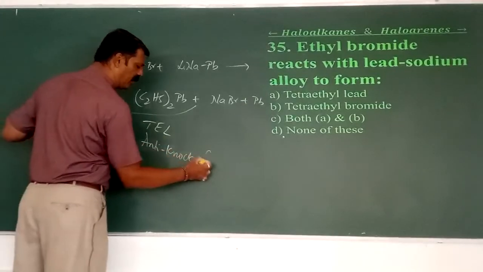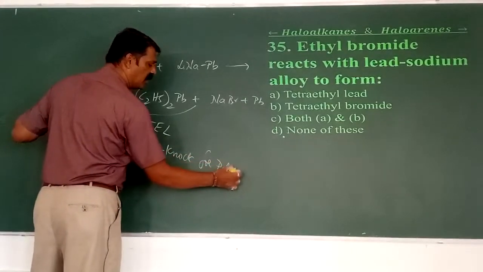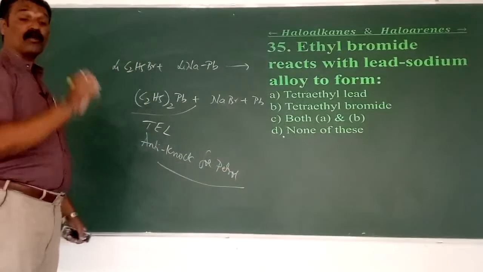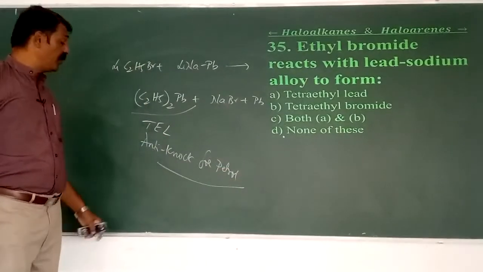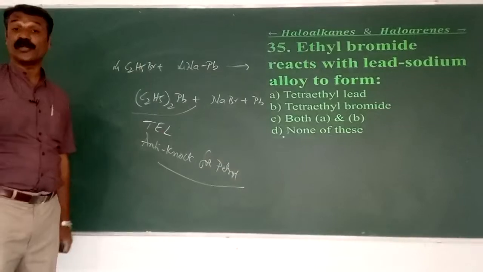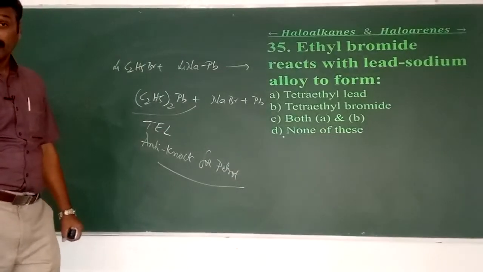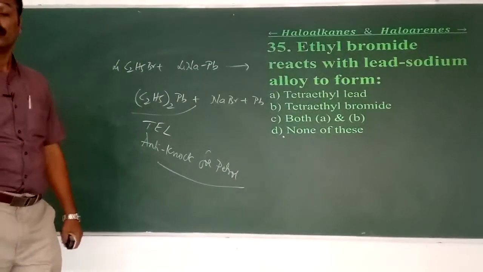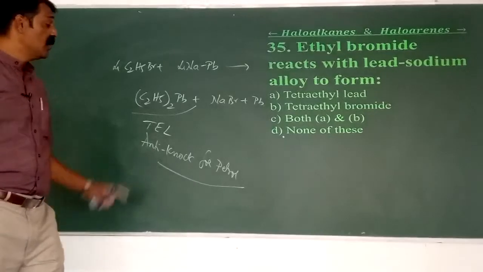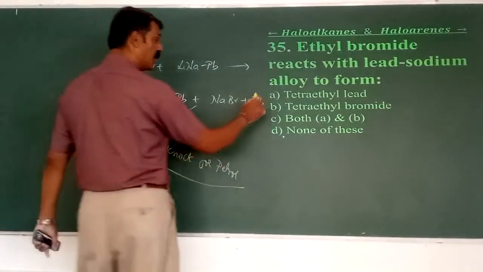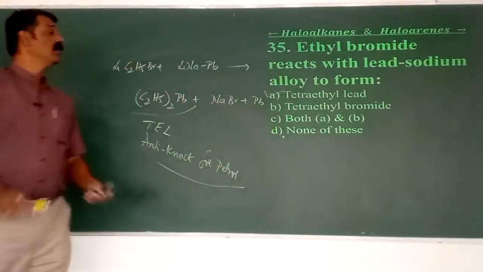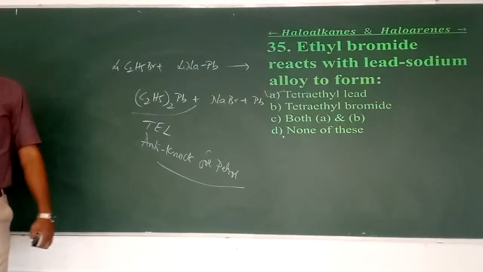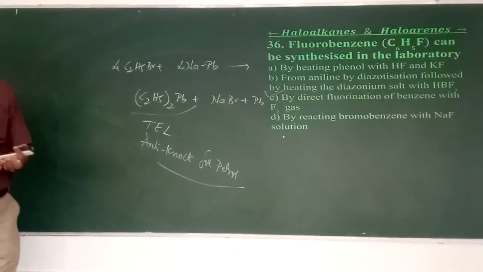anti-knock for petrol. It means the naturally occurring petrol has been treated with a lead component in the form of which one? Tetraethyl lead. That is what is called leaded petrol, which reduces the noise of the vehicle during its combustion. That is what is called TEL or tetraethyl lead. So 35 is A, 36 here.